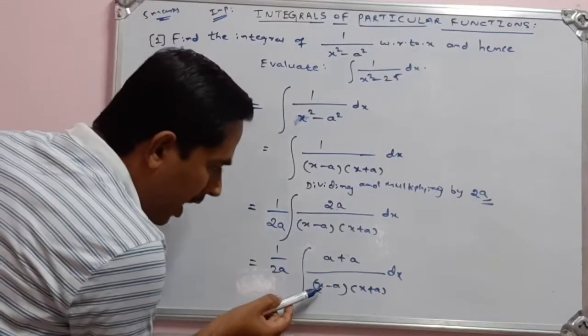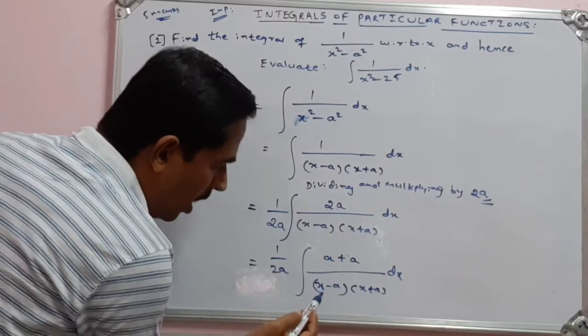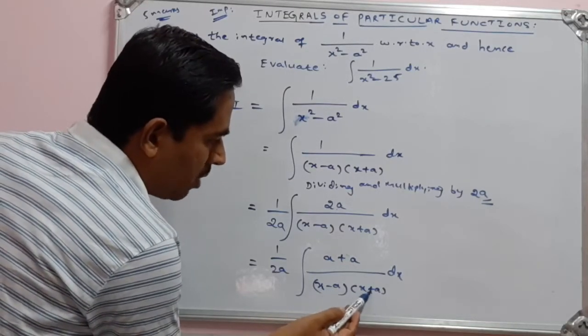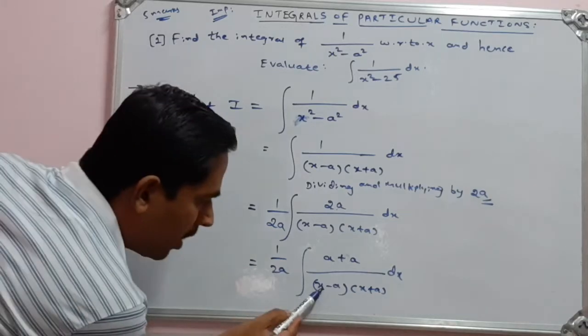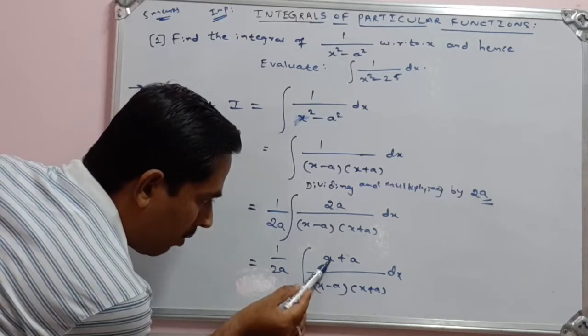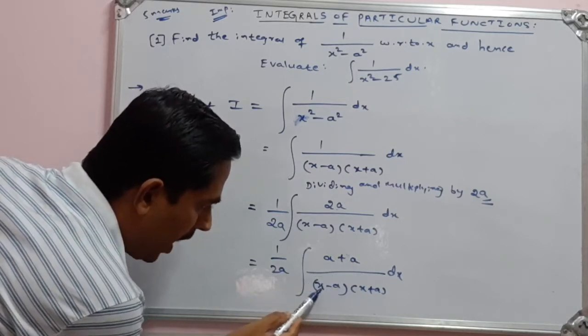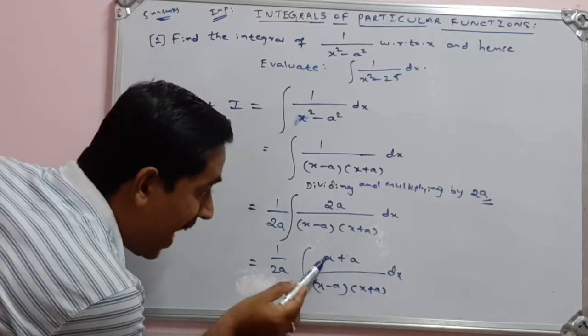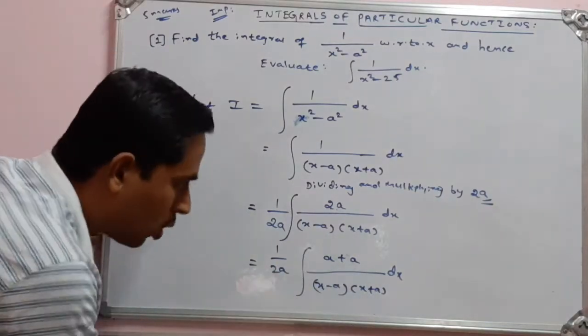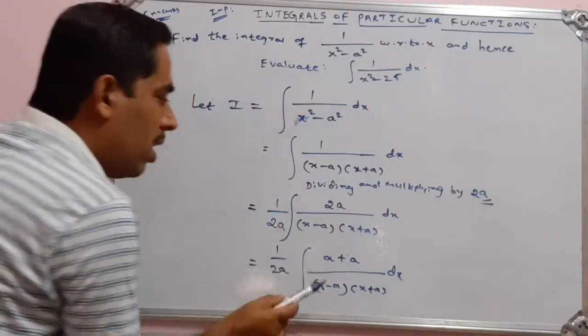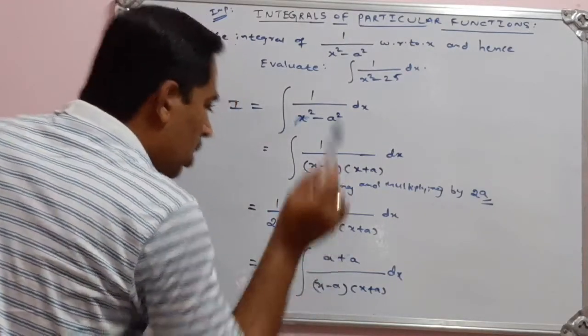Then observe the denominator: x minus a, x plus a. There are two factors in the denominator, x minus a and x plus a. In the numerator we have a plus a. Along with a, I have x in the denominator, so I want to get x in the numerator, because x minus a and x plus a are present in the denominator. So to get x, what do we have to do? We have to add and subtract x in the numerator.